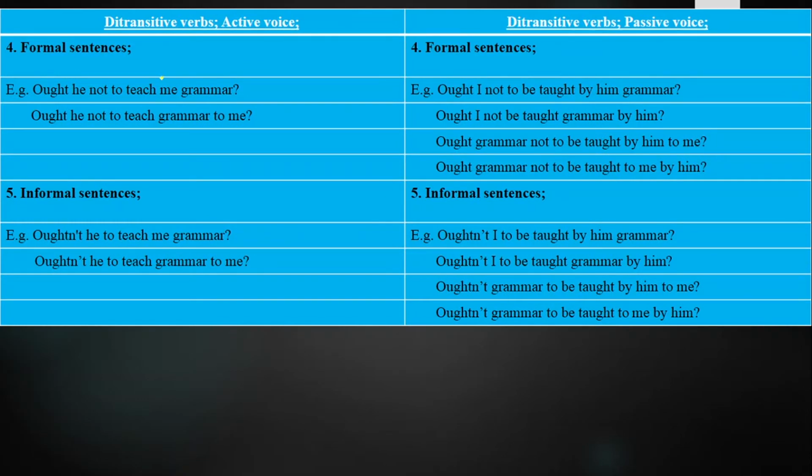Ought he not to teach me grammar? Ought he not to teach grammar to me? Ought I not to be taught by him grammar? Ought I not to be taught grammar by him?